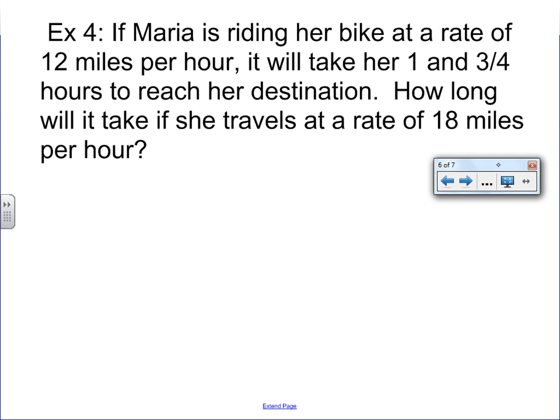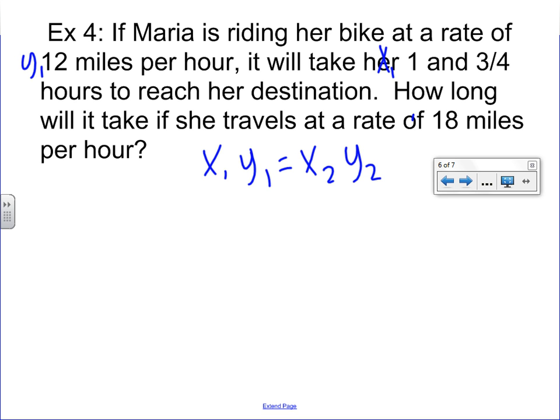If Maria is riding her bike at a rate of 12 miles per hour, it will take her 1 3/4 hours to reach her destination. How long will it take her if she travels at a rate of 18 miles per hour? So once again, we have x and y, and we have to use that product rule, okay? So I know that my product rule is x1, y1 equals x2, y2. So whenever we have this, I know that my rate here is my y1, this is my x1. So this has to be y2, and I'm looking for x2.